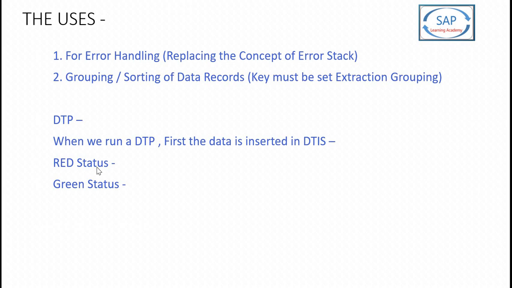So one of the very useful uses is error handling, you can use it the way we have been using the error stack. If an error comes into the DTP load, then the data is first stored into your DTIS, and if you delete the red request, then, similar to error stack, the data that has been stored in DTIS will be deleted as well. So you then need to reload again.